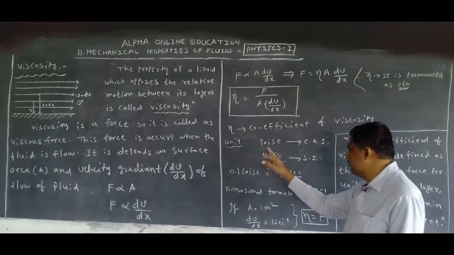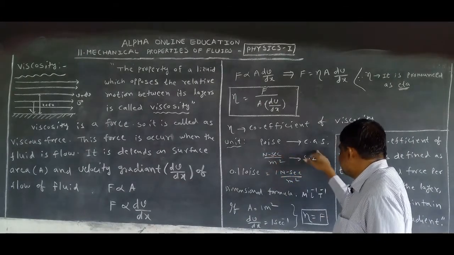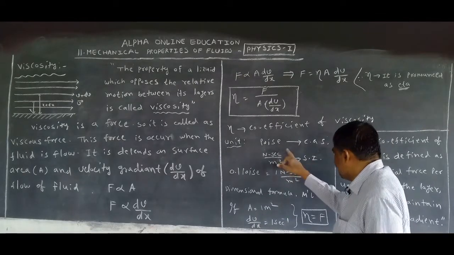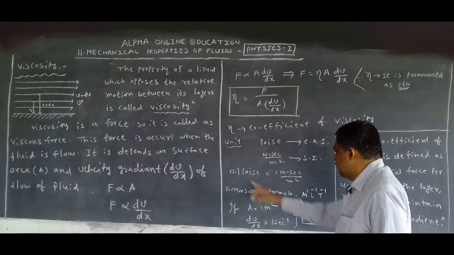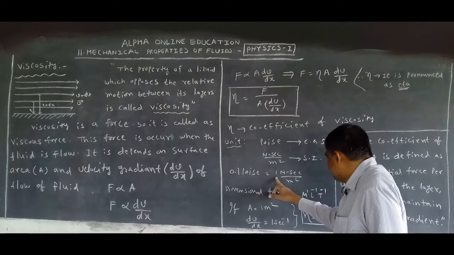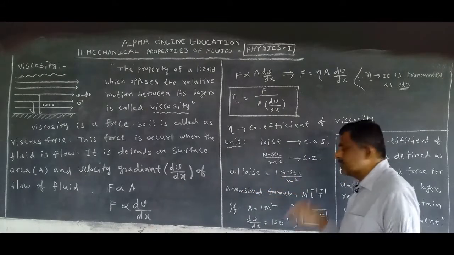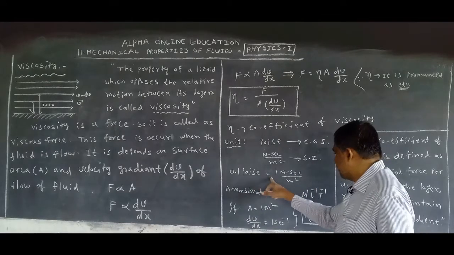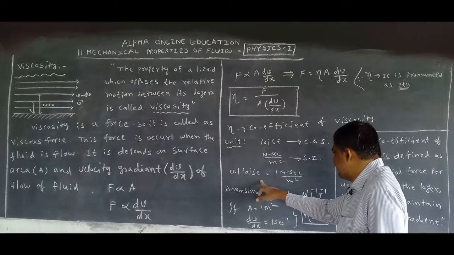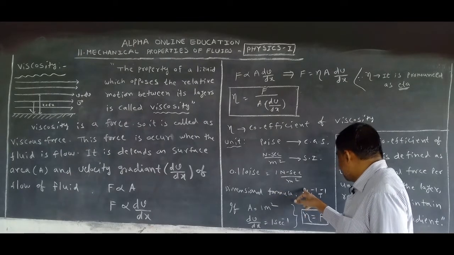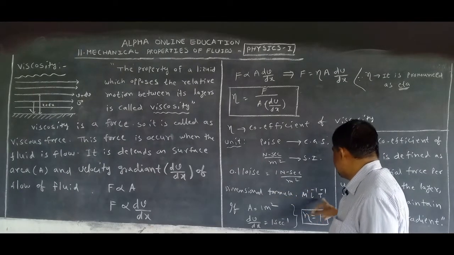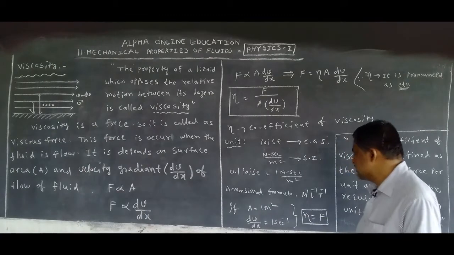Now, what is the unit for it? It is poise in the CGS system, and Newton second per meter square in the SI system. 1 poise is equal to 1 Newton second per meter square; it is named after a scientist. What is the dimensional formula? M L minus 1 T power minus 1.